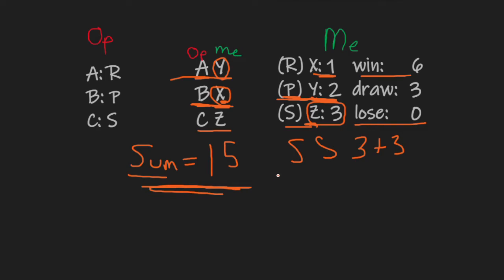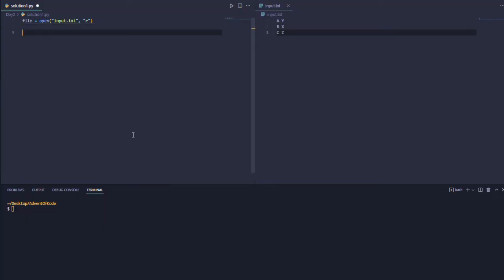Let's go ahead and code this up. What I'm going to do real quick is just add a comment. So for our opponent, A is going to be rock, B is going to be paper, and C is going to be scissors.